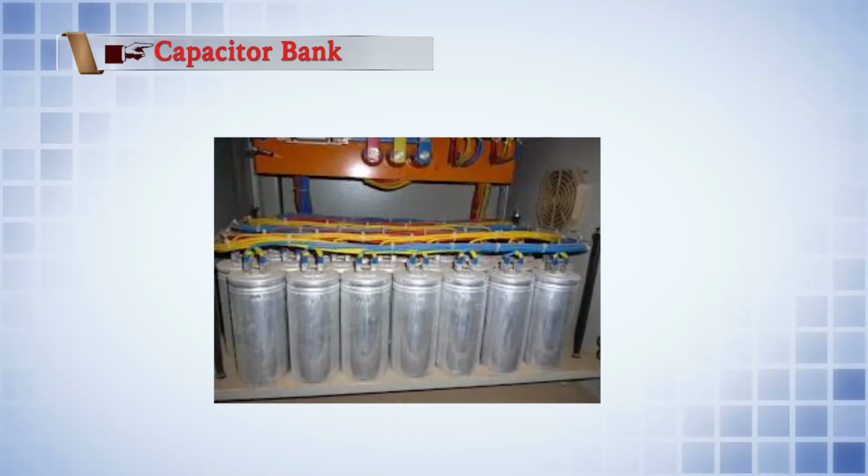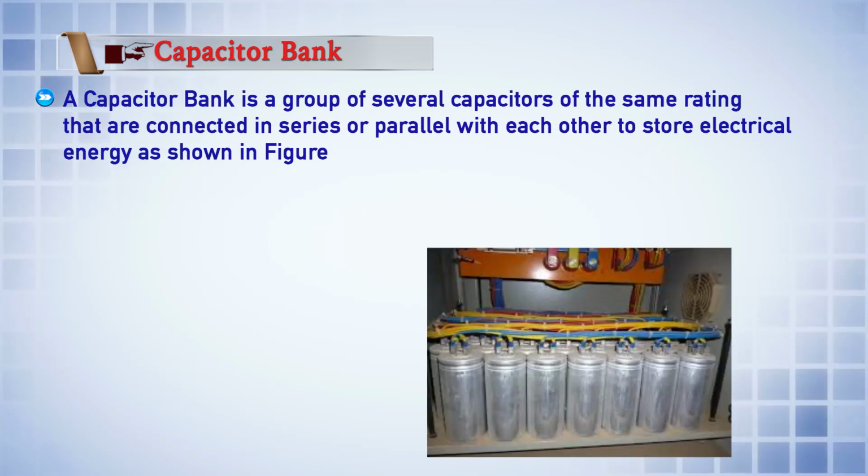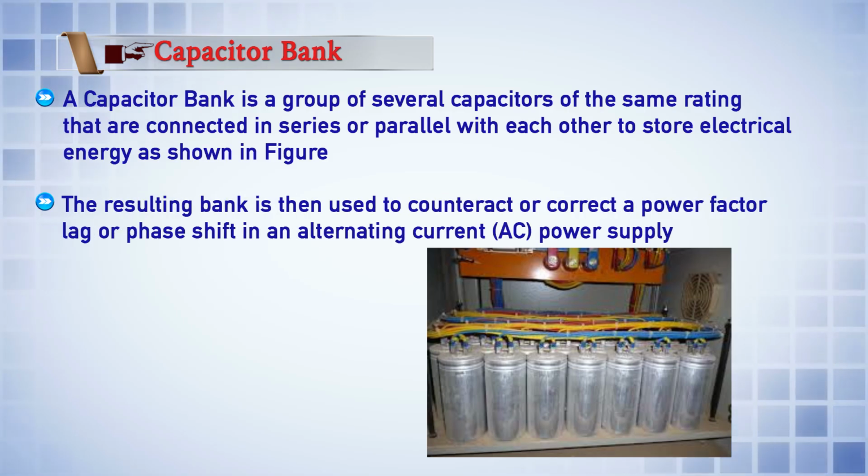So first of all we are going to discuss the capacitor bank. As the name indicates, a capacitor bank means a combination of different capacitors or a group of capacitors. A capacitor bank is a group of several capacitors of the same rating that are connected in series or parallel with each other to store electrical energy, as shown in the figure. The resulting bank is then used to counteract or correct a power factor lag or phase shift in an alternating power supply. Now we have to discuss the safety precautions when you are using the capacitor bank.